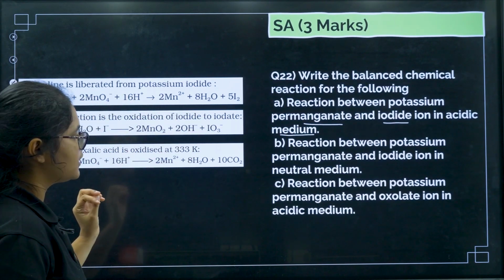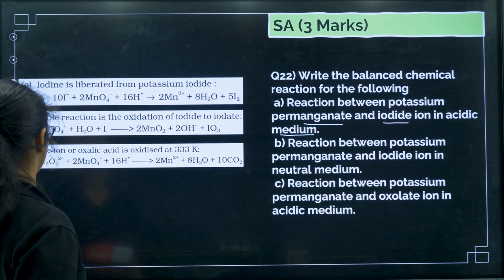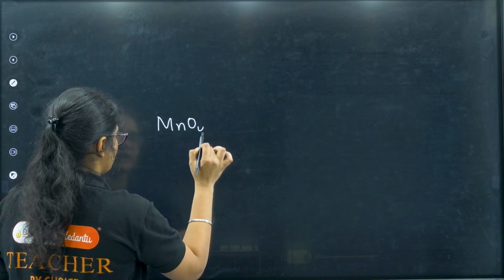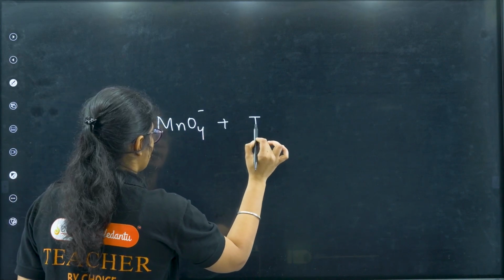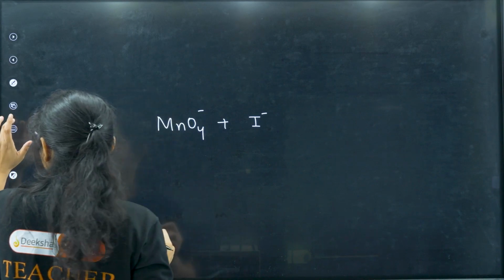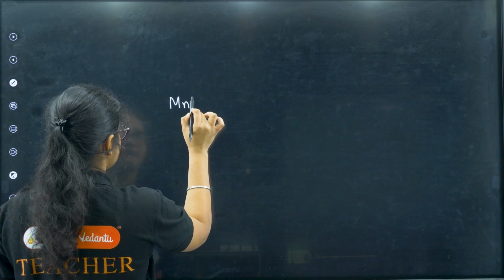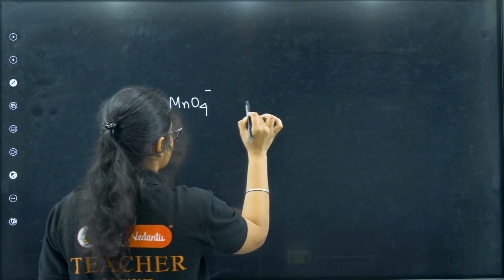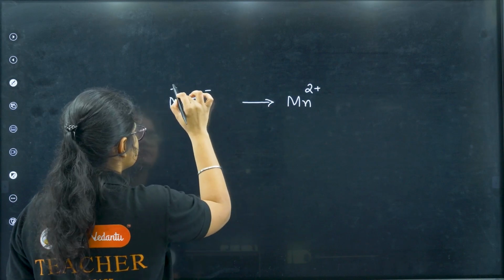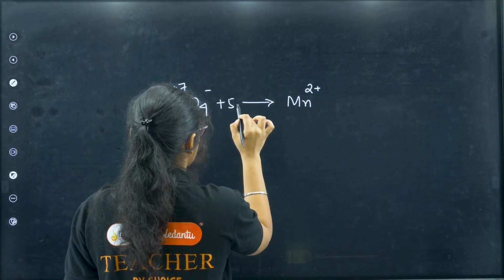So next one, I'll just tell you how you can balance if you do not remember this. I'll give you one example. So I have MnO4 minus and I have I minus. I will write acidic medium. So MnO4 minus will get converted to Mn2 plus. This much you should know because in acidic medium it happens, +7 to +2. So for this I need 5 electrons, reduction of 5 electrons is there.